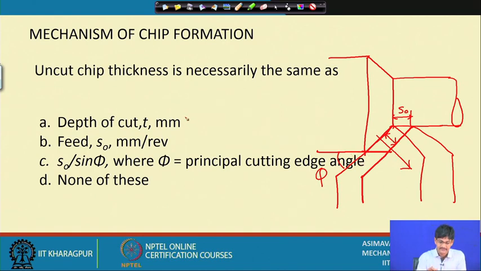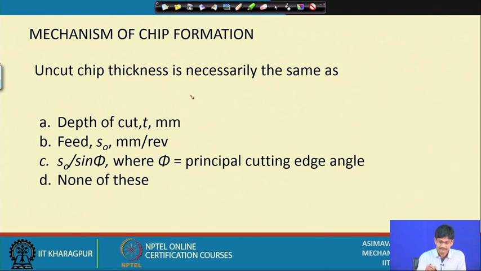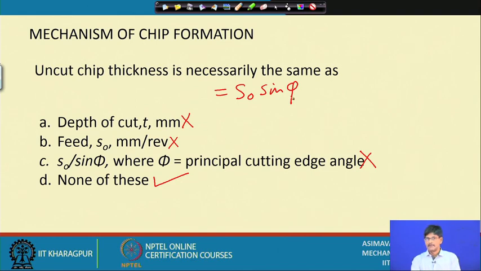So, this is not correct. Just a moment. This one is not, neither this one, okay, because this is S0 by sin phi. Okay. So, the correct answer is none of these, because uncut chip thickness is equal to S0 sin phi. Okay. So, let us move on to the next one.